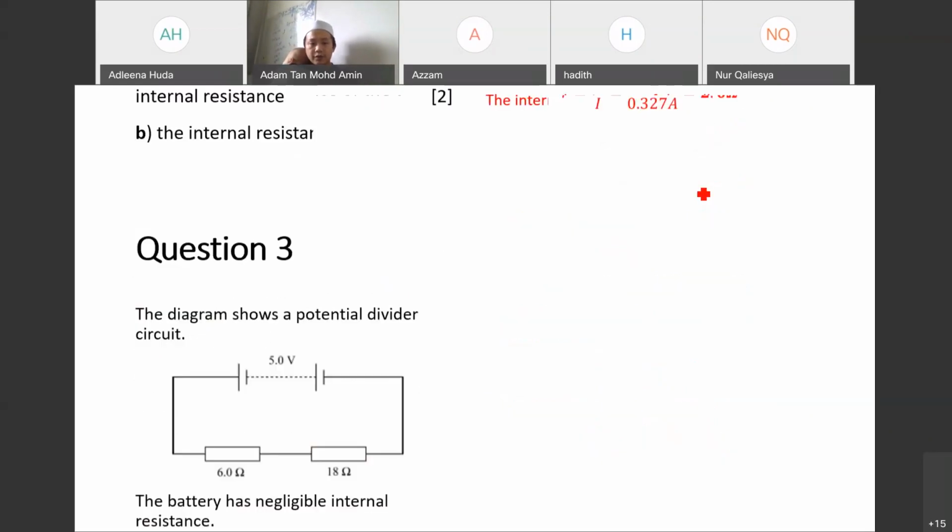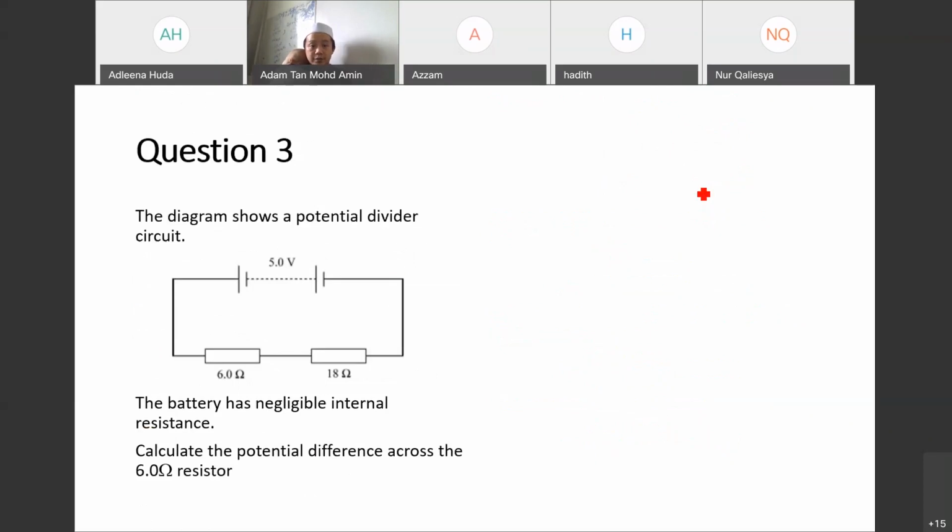Okay, moving on, question number 3. So this diagram shows a potential divider circuit. So what is a potential divider circuit? A potential divider circuit is a circuit where it divides the original potential difference that is provided by the voltage supply. So in this case, the requirement for a circuit to be considered as a potential divider, it must have more than one resistor. Sebab kalau dia ada satu resistor saja, dia tak jadilah potential divider kan, because the potential difference supplied from the supply here must dia akan transfer entirely into the single resistor unless dia ada internal resistor.